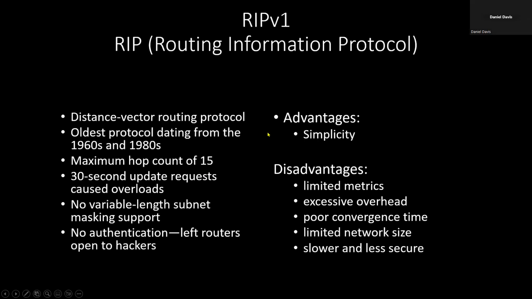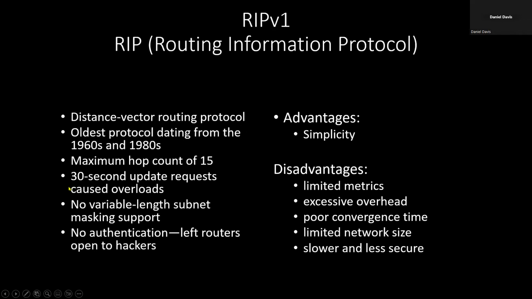The first and oldest routing protocol is RIP, the Routing Information Protocol, RIP version 1. These are the type of things that you'll see pop up on quizzes or exams all the time. It's a distance vector routing protocol. It's the oldest protocol, dating from the 1960s and the 1980s. The maximum hop count is 15.